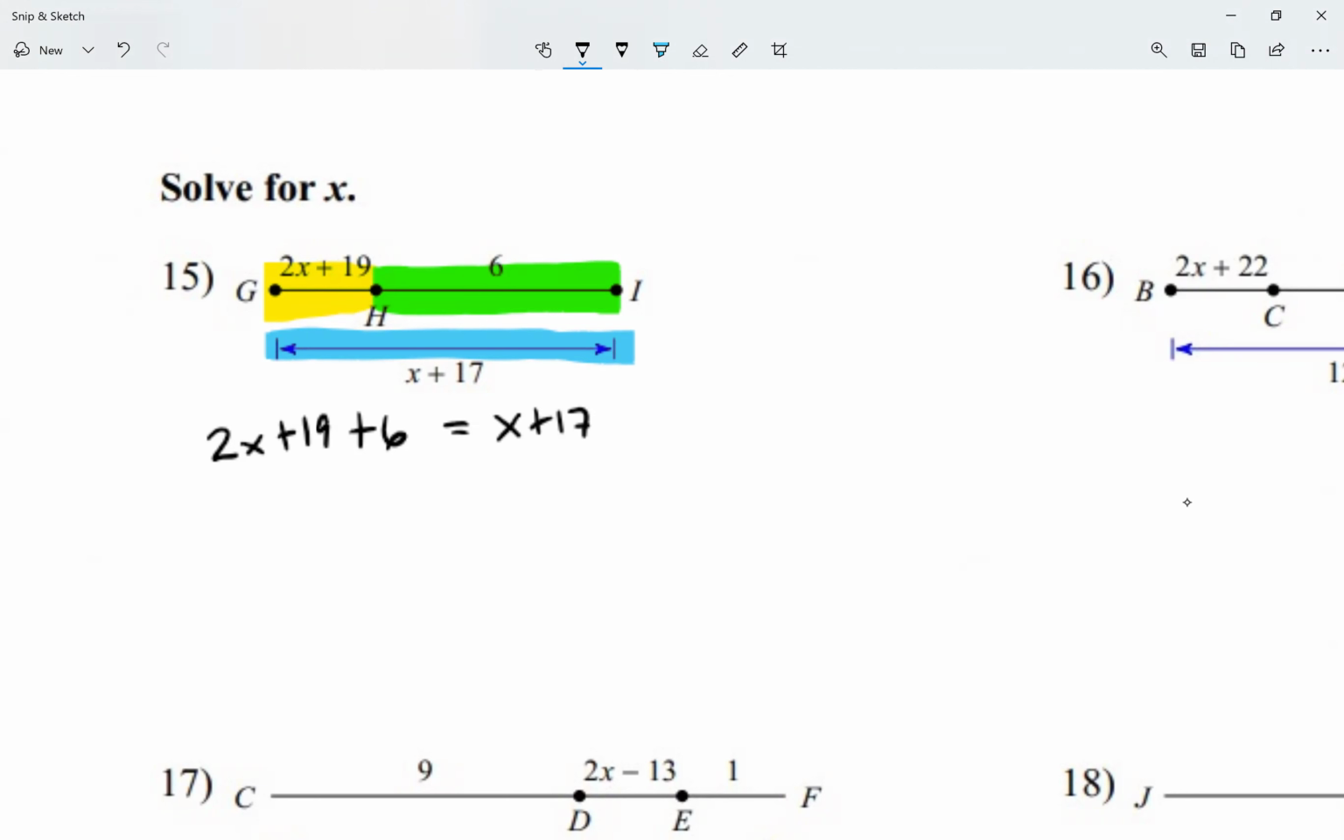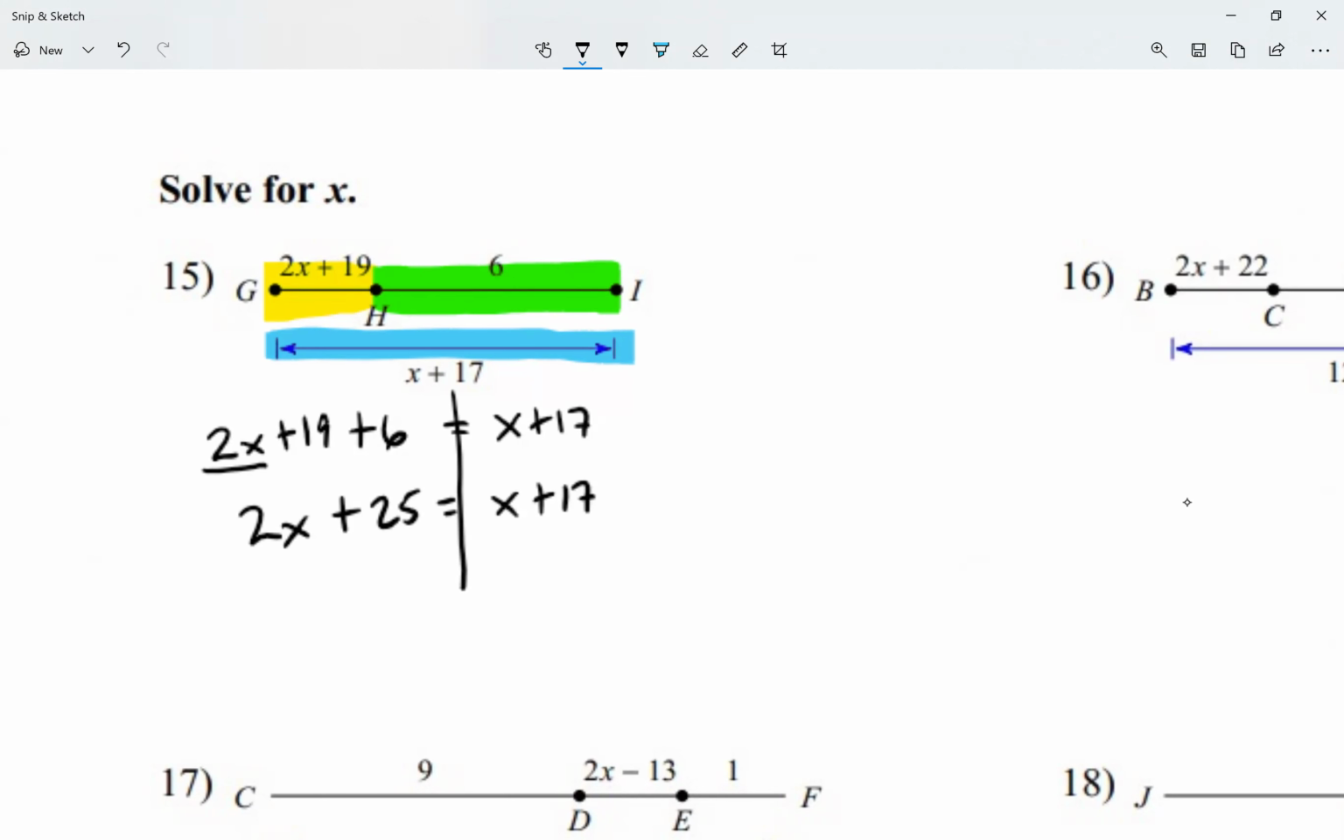Now the rest is just algebra. The instruction says solve for x. So what I'm asking is what's the value of x that will make this statement true? Let me separate my sides through the equal sign. Let me combine my like terms on the left. So I'm looking at any term that has a letter. In this case, just 2x. So I'm going to write 2x. But then I see a 19 plus 6. I'm going to combine that. I know 19 plus 6 is 25. So let me write this as plus 25 equals. On the right side, nothing can be combined. So I'm just going to call this x plus 17.